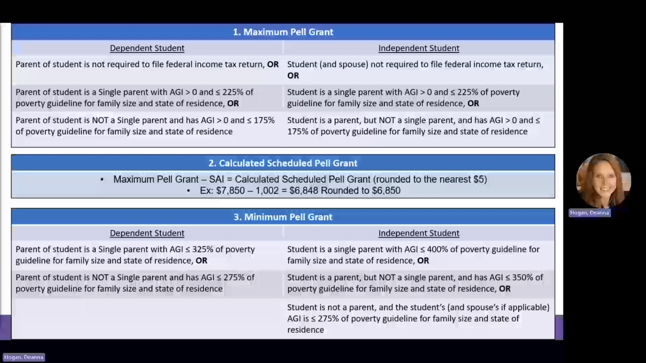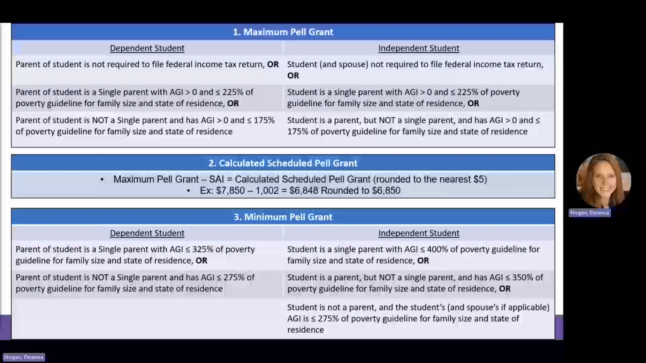If the student does not qualify for maximum Pell, then they are evaluated under the calculated scheduled Pell Grant section. This formula takes the maximum annual Pell Grant amount minus the Student Aid Index and results in the student's calculated scheduled Pell Grant.